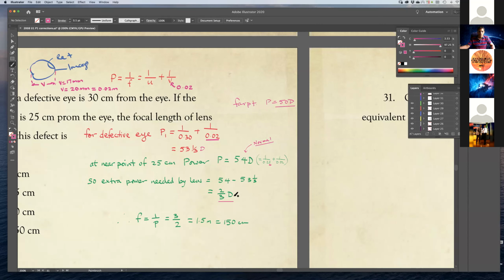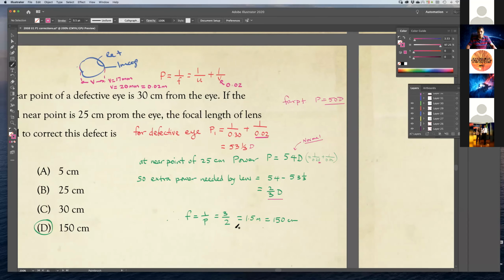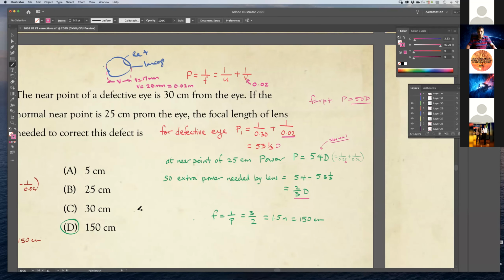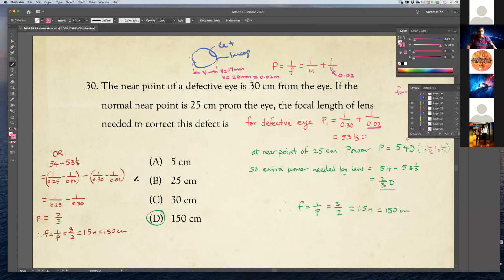And once you know the power needed, you can use the same equation to get the focal length of the lens needed to fix the vision. Clear? And the answer is D. I've asked people to work this question, and they just put numbers together like this and give me an answer. I'm showing you why that is the answer. I don't want you to do this because a lot of people don't understand what on earth they're doing when they put these numbers together.